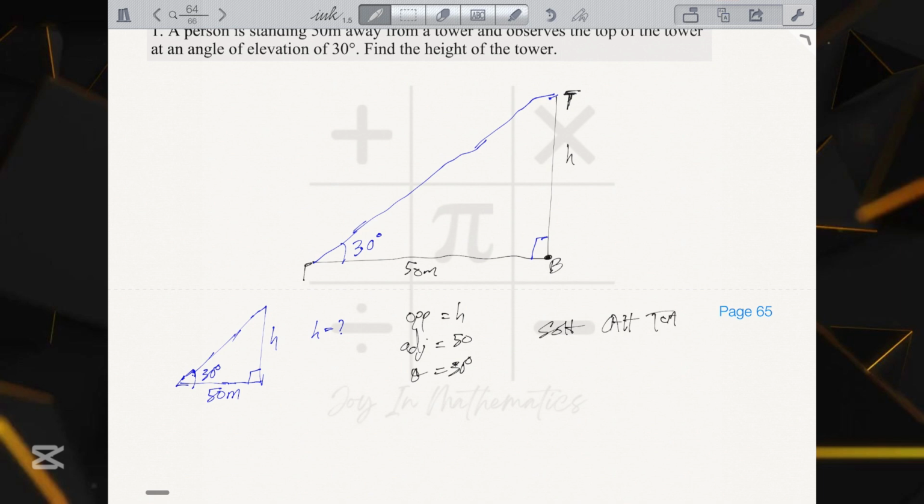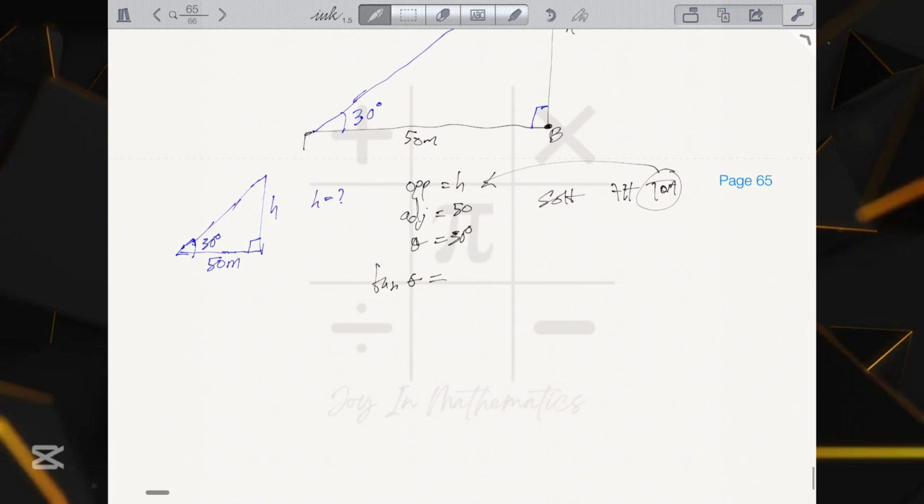And in that case, we are going to be applying the TOA aspect, that's the tangent, because tan theta is equal to opposite divided by the adjacent. So in this case, tan 30 degrees is equal to the opposite, which is h, over the adjacent, which is 50. So with this, we can evaluate the height of the tower. If we cross multiply, we have that height is equal to 50 multiplied by tan 30 degrees.